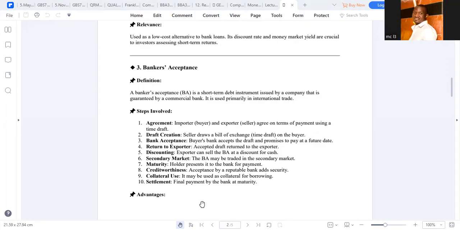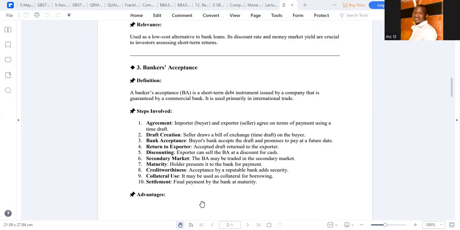It's secured by the bank. So the bank's involvement will add some creditworthiness and security. It is usually used in trade finance for financing international transactions. It is a discounted instrument like the treasury bills and the commercial paper: it is sold below par, but redeemed at par. So it's a tradable asset, which is used in the secondary market as collateral for loans. So it has a lot of benefits to investors and businesses.